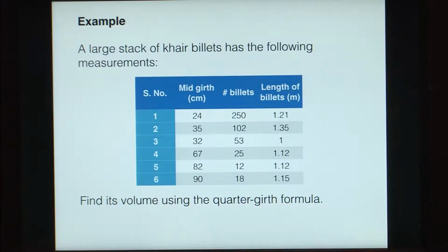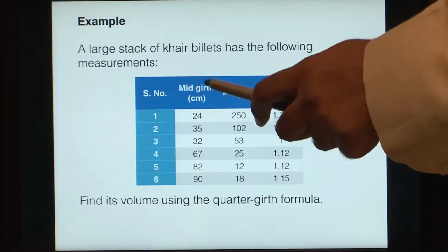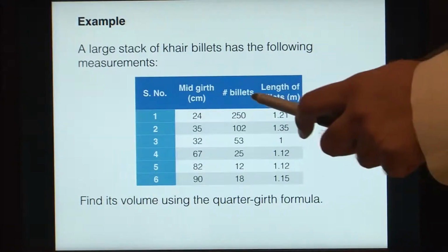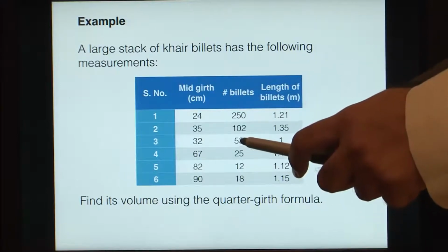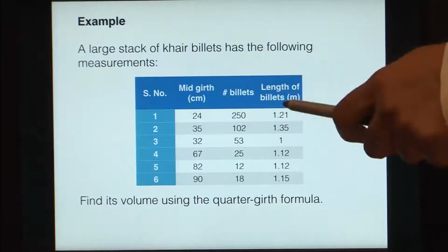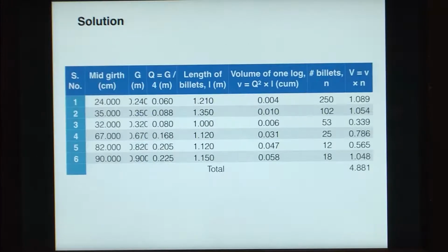G is given, and the quarter girth is G by 4. The volume of one piece of wood will be G by 4 square into the length of the billet. Here we have the length of the billet in this column, and this is the G. So, you compute G by 4, then square that, multiply it by the length of the billets, and multiply it by the number of billets. By using that you will get the volume of this substack, and if you total all the volumes you will get the volume of the complete large stack of billets. This is how we are going to do it.